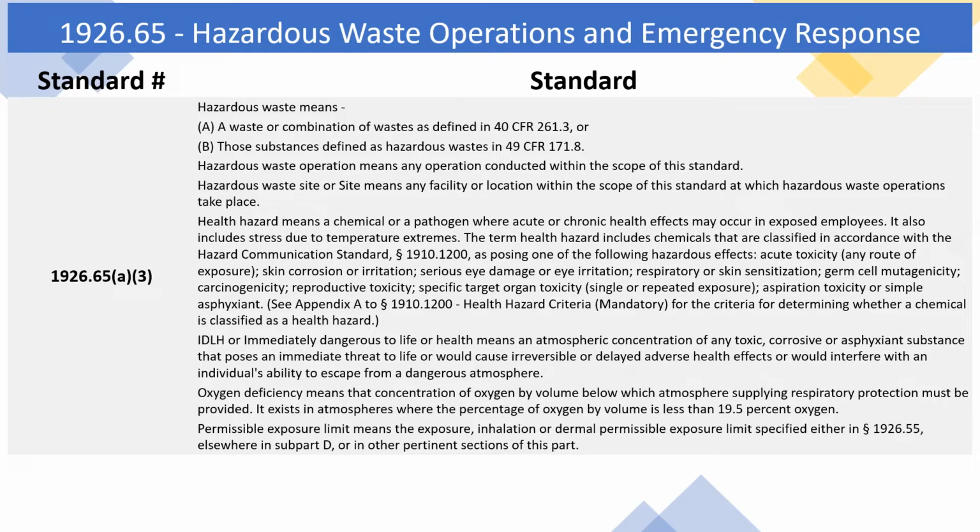The term health hazard includes chemicals that are classified in accordance with the Hazard Communication Standard, Section 1910.1200, as posing one of the following hazardous effects: acute toxicity, any route of exposure, skin corrosion or irritation, serious eye damage or eye irritation, respiratory or skin sensitization, germ cell mutagenicity, carcinogenicity, reproductive toxicity, specific target organ toxicity, single or repeated exposure, aspiration toxicity, or simple asphyxiant. See Appendix A to Section 1910.1200, Health Hazard Criteria, mandatory, for the criteria for determining whether a chemical is classified as a health hazard.